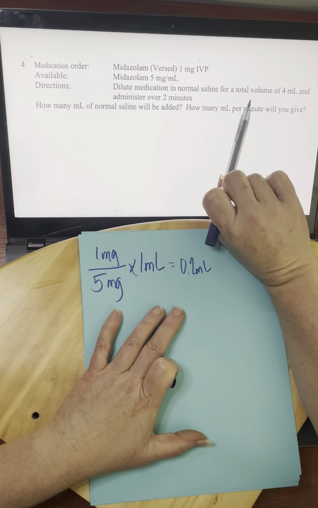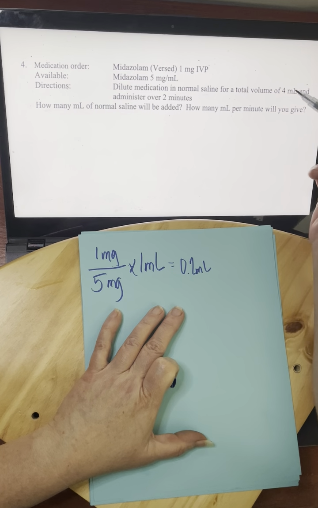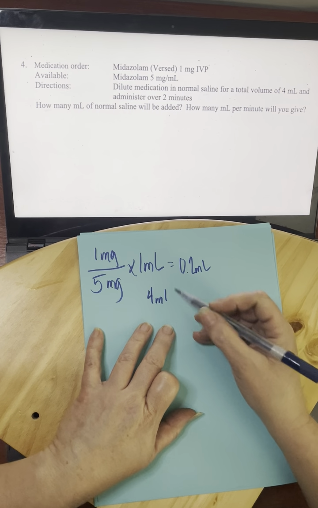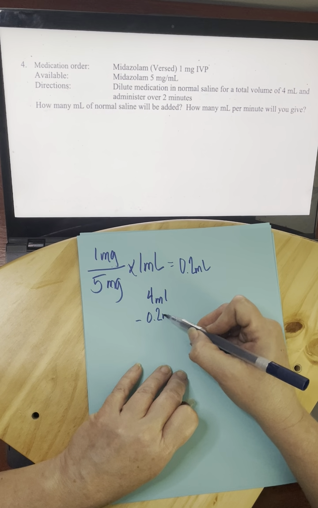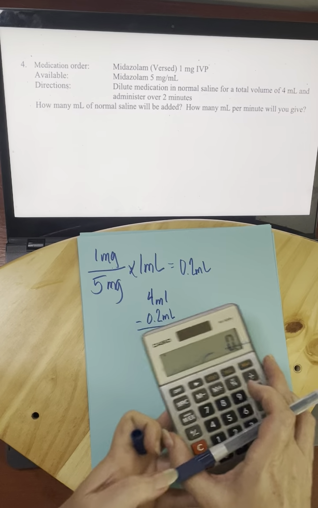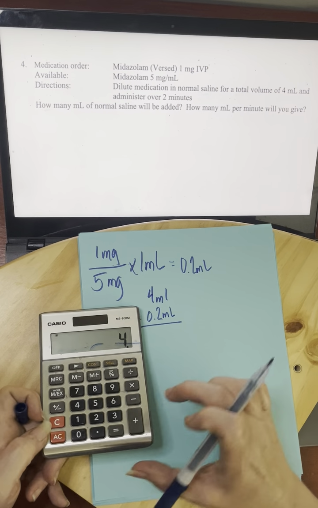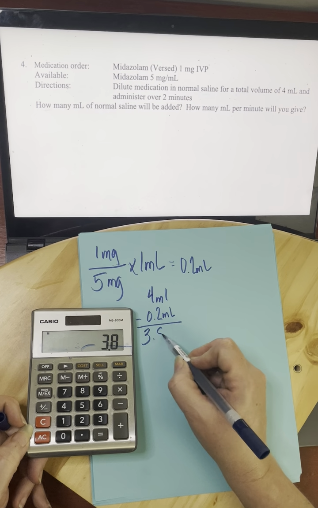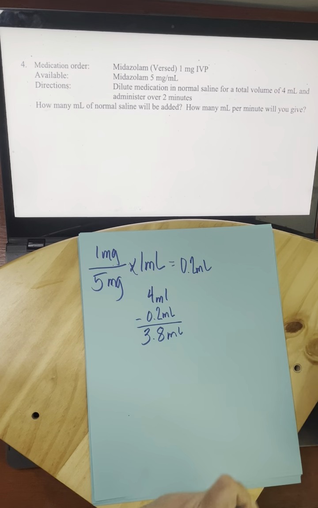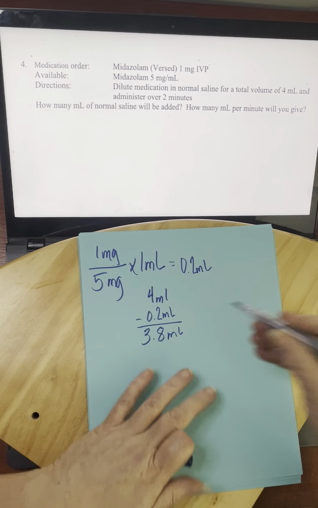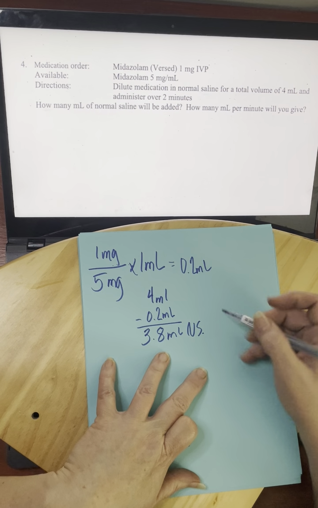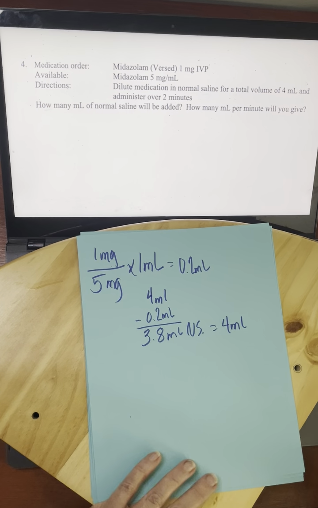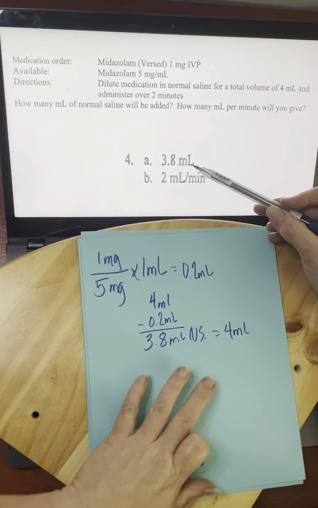Okay, and then we have to dilute it so that the total is 4. We're going to take 4 milliliters and subtract the 0.2 milliliters we have, and that tells us how many milliliters of saline we have to add. So 4 minus 0.2 equals 3.8 milliliters of normal saline to have a total of 4 milliliters in the syringe. So we're going to add 3.8.